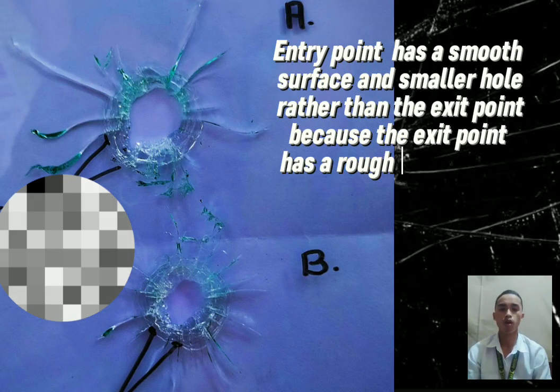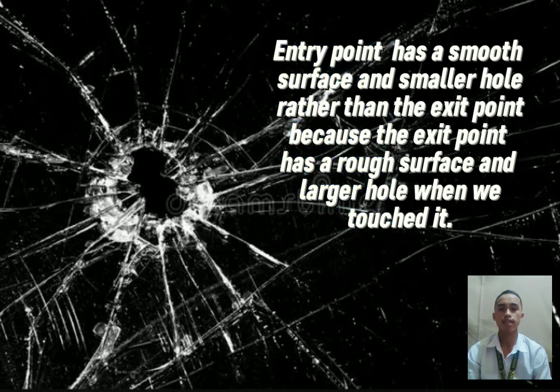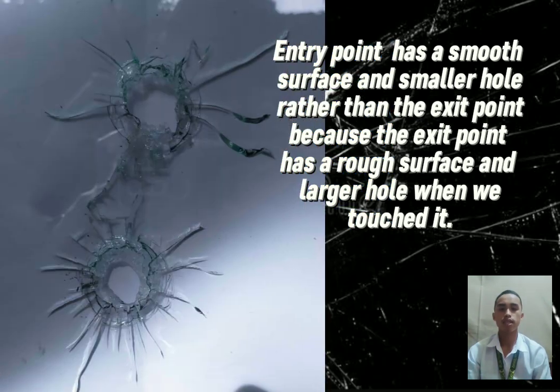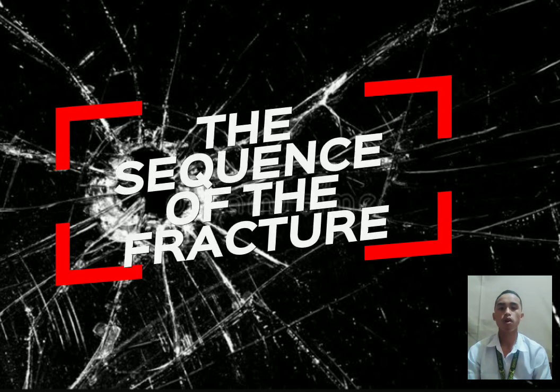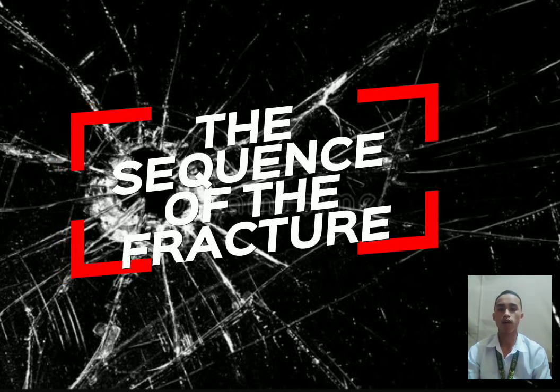Moreover, the entry point has a smooth surface and a smaller hole compared to the exit point, because the exit point has a rough surface and a larger hole when we touch it. Next, we will talk about the sequence of the fracture.